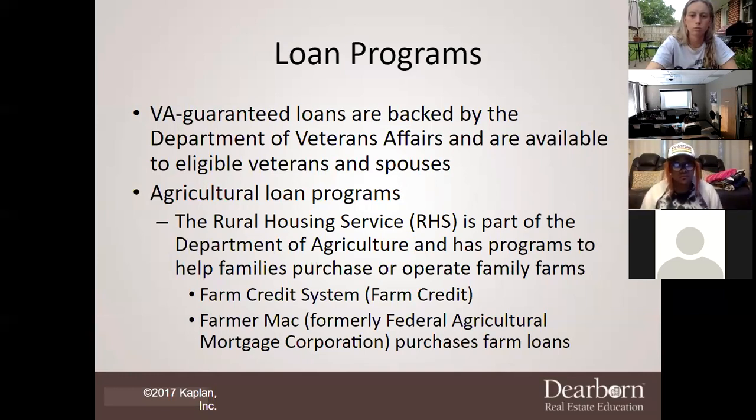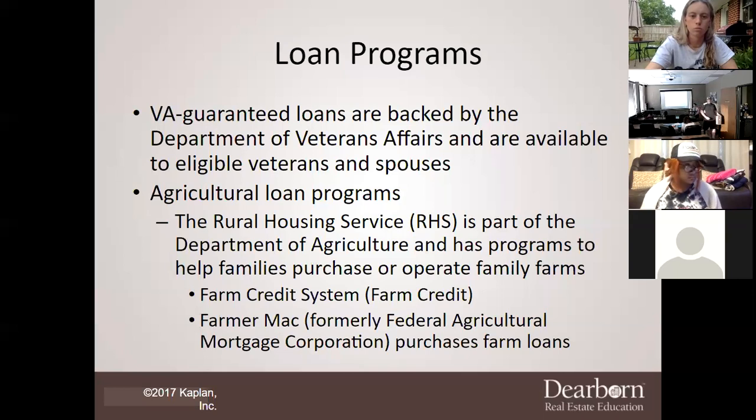Agricultural loans: the Rural Housing Service, RHS, is part of the Department of Agriculture and has programs to help families purchase or operate family farms. So there are different programs out there that you can get into if you qualify, to help you and your family run a farm, or if you're a veteran.